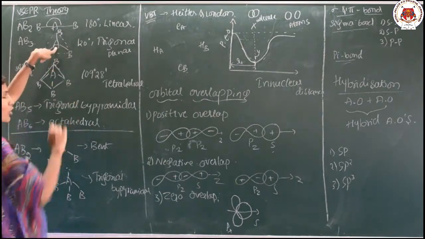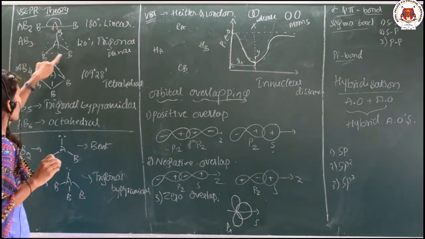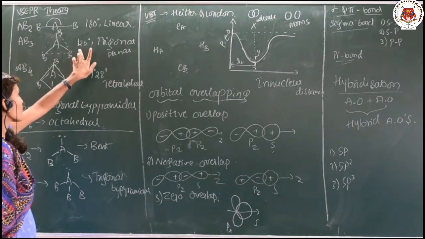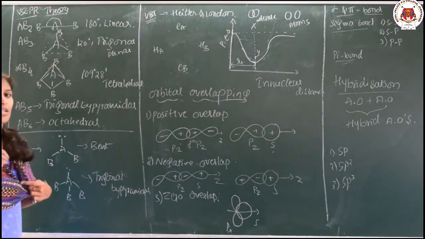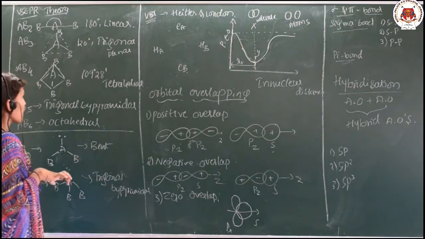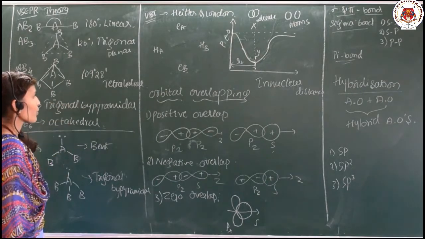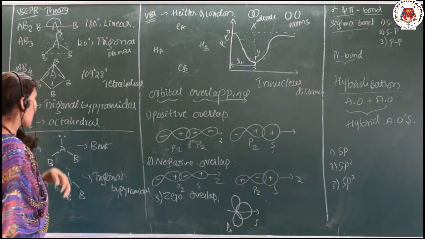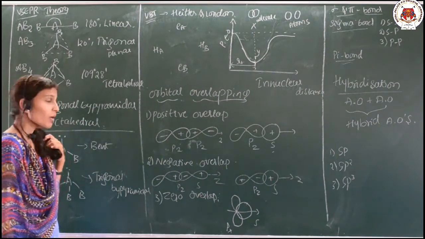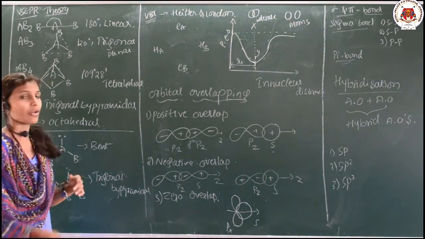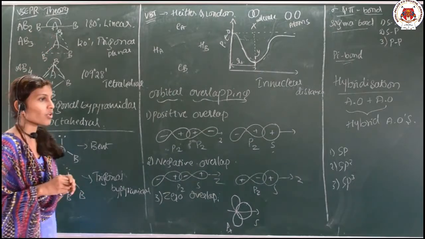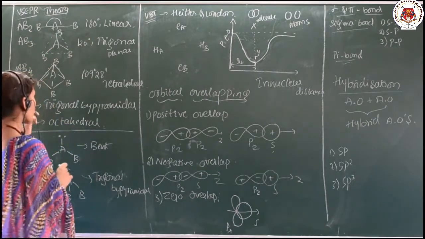And AB3, okay: it means one central atom A and 3 atoms bonded to it, and it has a trigonal planar shape with a bond angle of 120 degrees. Okay. And if it is an AB4 type of molecule, it has a bond angle of 109 degrees 28 minutes and its shape is tetrahedral. If it is of AB5 type, it is a trigonal bipyramidal shape. If it is of AB6, it will be octahedral in shape. So these are the molecules which do not carry a lone pair of electrons on the central atom.